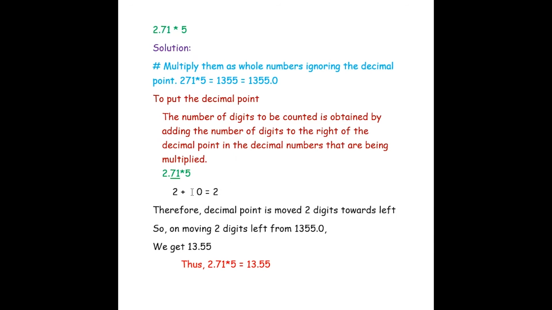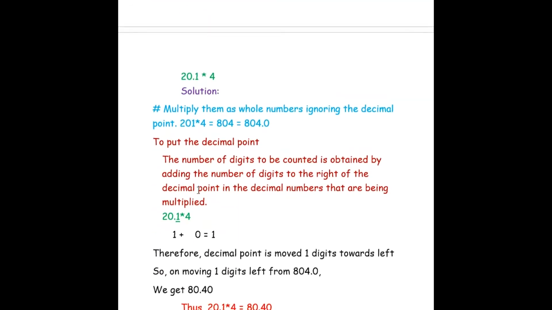Next step, you have to place this decimal point at the correct place. To do that, we have to count how many digits are there to the right of the decimal point in the given question. In the given question, we have 2.71. So we have 2 digits to the right of the decimal point. Now you have to move the decimal point 2 digits towards left from 1355.0. If you move 2 digits, 1, 2, it will be between 3 and 5. So we get 13.55. So thus 2.71 into 5 is 13.55. Now let's see the next question.